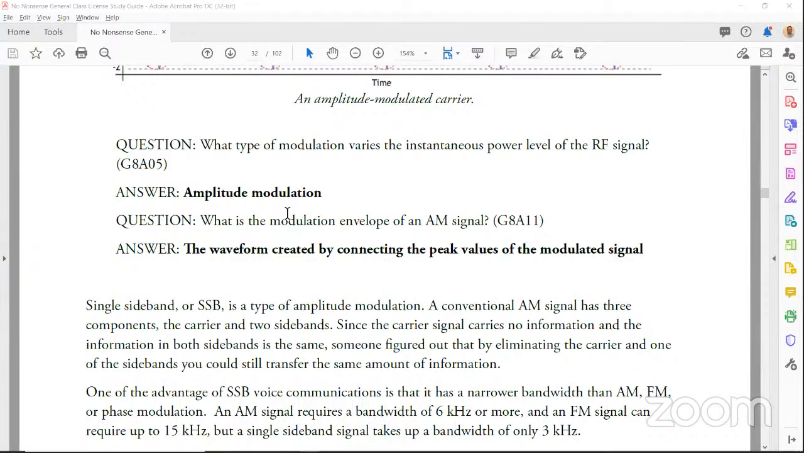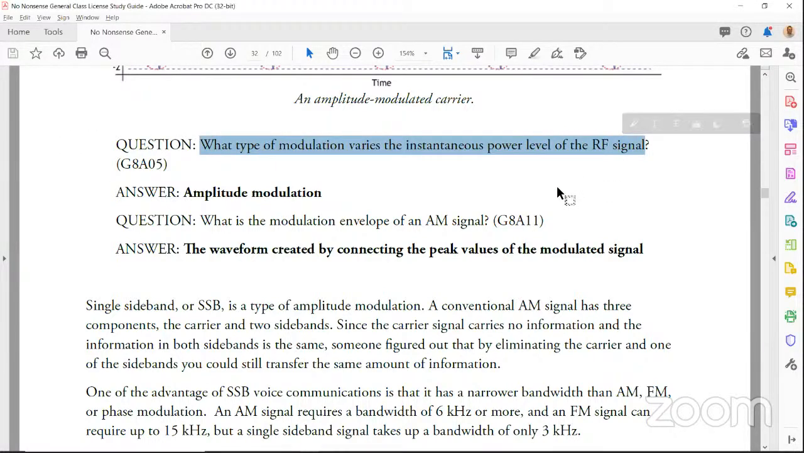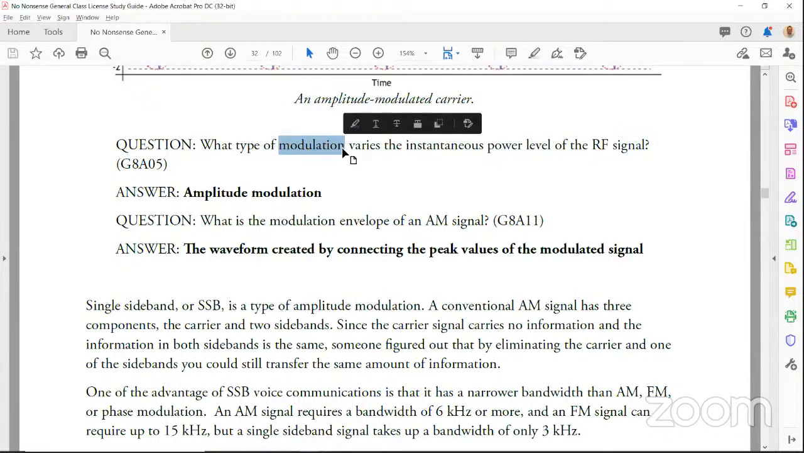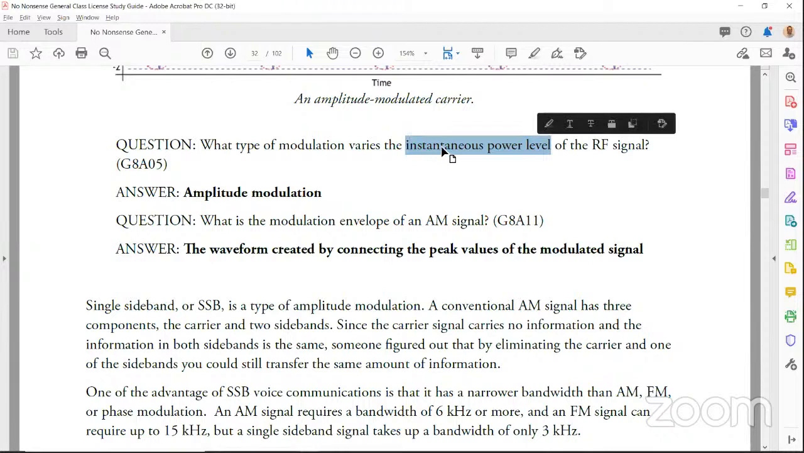would be, what type of modulation varies the instantaneous power level of the RF signal? So let's dissect that question. They're asking us what type of modulation. And the modulation schemes that we learned were AM, FM, PM, right? So it's going to be one of those. And we are looking for the modulation that varies the instantaneous power levels of the RF signal. In other words, it varies the amplitude. Once we see power levels here, it's the amplitude. And we know from last class that is AM, amplitude modulation.